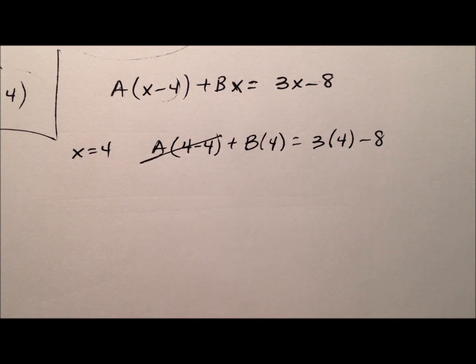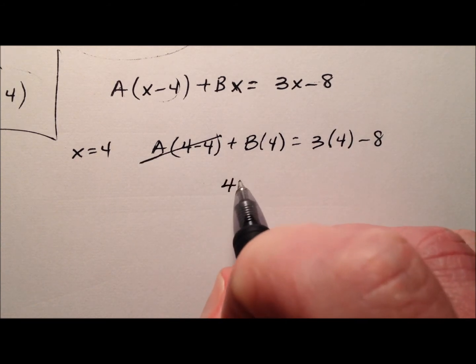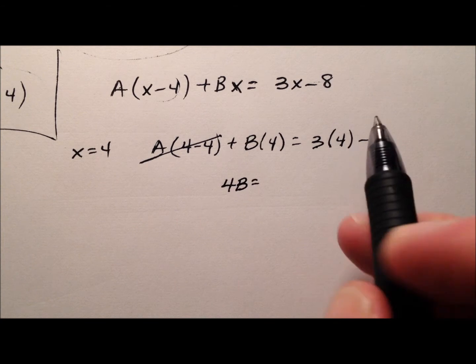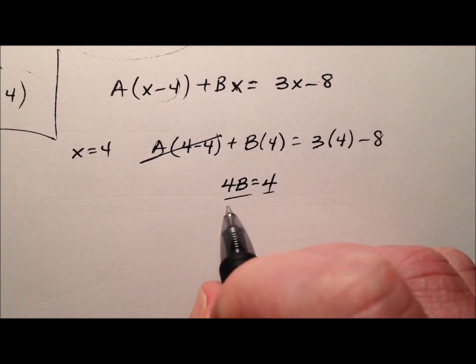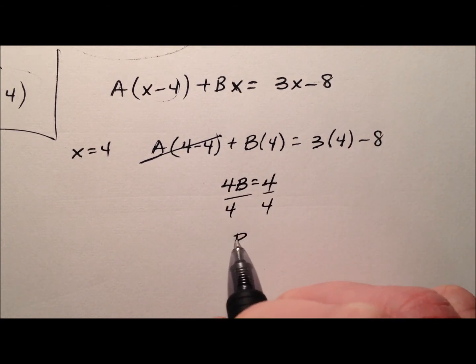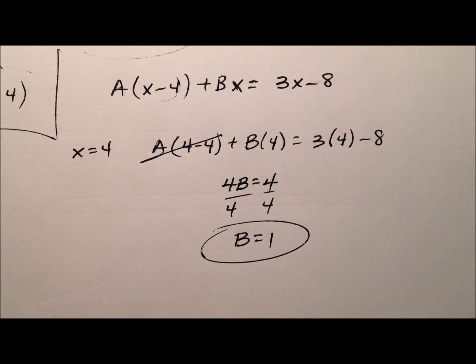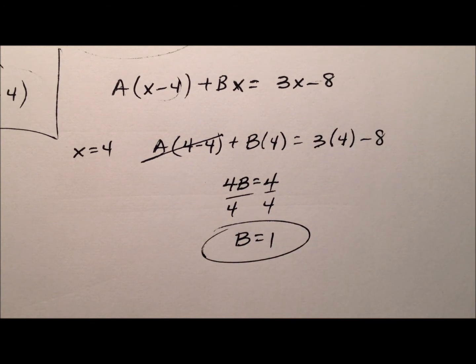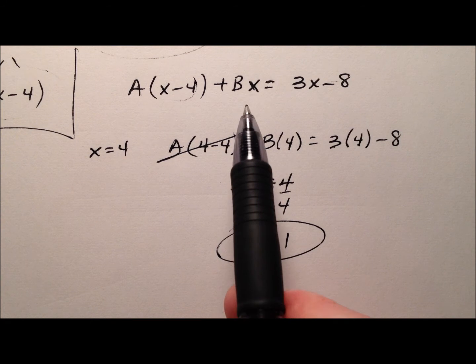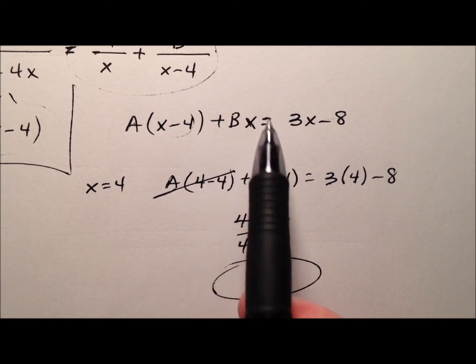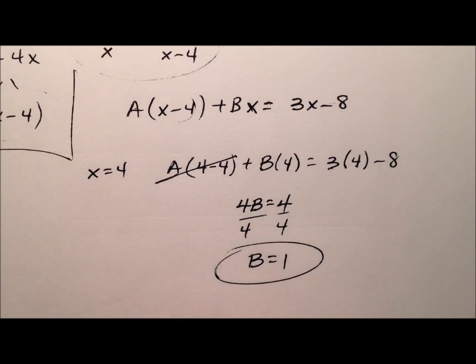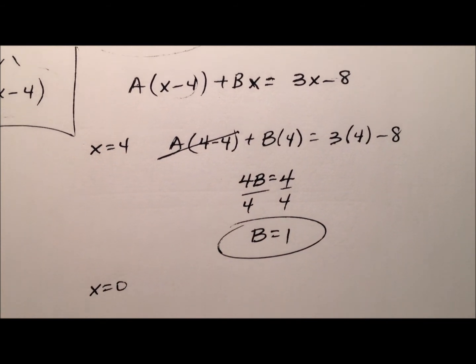Looks like my A's go away, so I have 4B equals 12 minus 8, which is 4. So when I divide both sides by 4, B equals 1. Hey, that actually worked out really nicely. Okay, so what can I substitute in for x to get rid of my B? Well, it's B times x, so I guess x equals 0 would work.